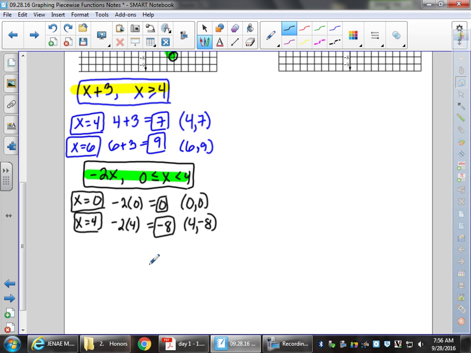What's our last piece? 5. When what is the restriction? Less than 0. Okay. We need 2 points. What are we thinking? 0 is good. Let's work with 0.